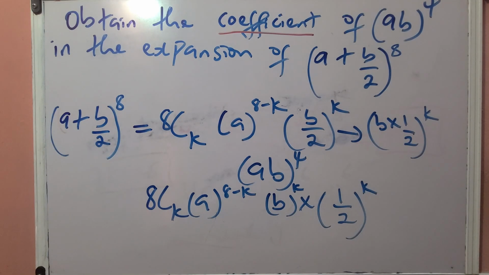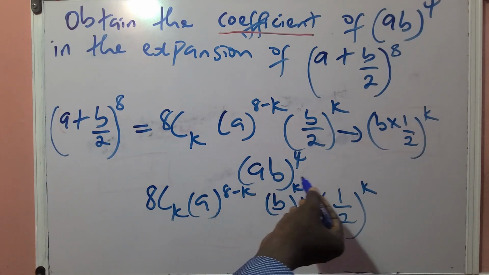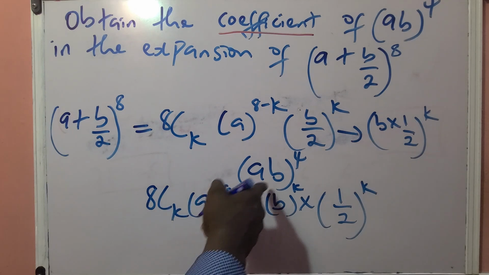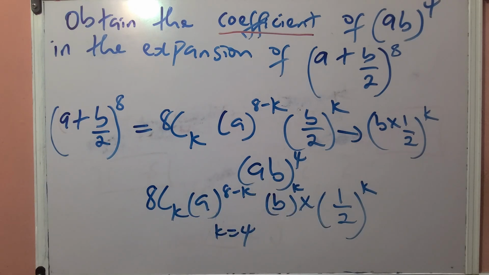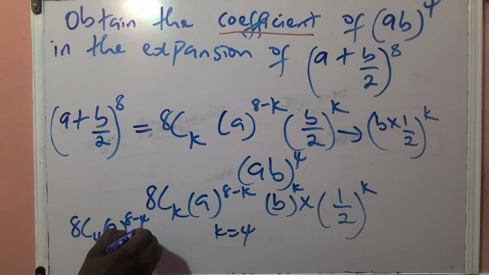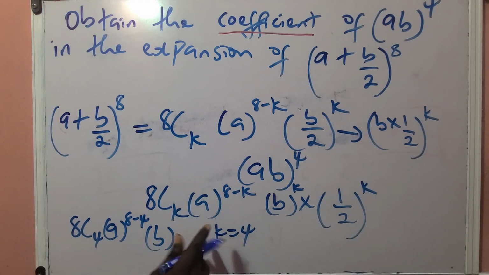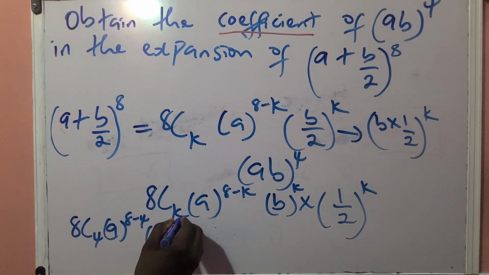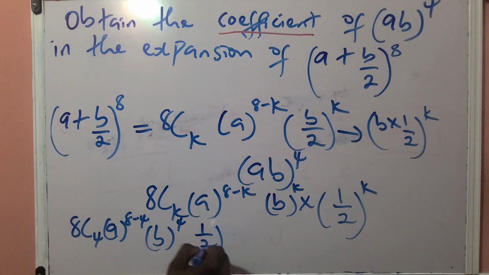You can be able to perceive what k should be for you to have ab raised to the power 4. Of course, if you put k as 4, you will be having 8 minus 4. That will be a raised to the power 4 and b raised to the power 4. So fixing your value of k being 4, you'll be having 8 combination 4, a raised to the power of 8 minus 4, b raised to the power of 4, and then you'll be having 1 over 2 raised to the power of 4.